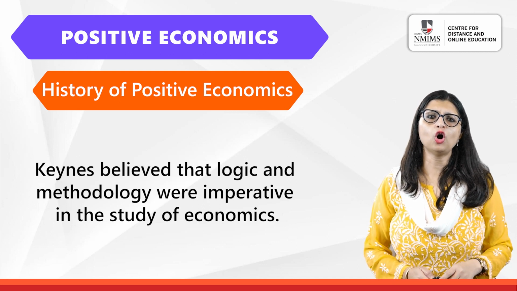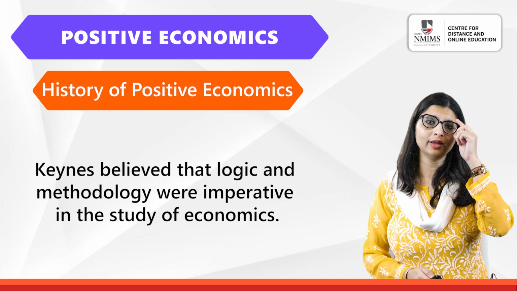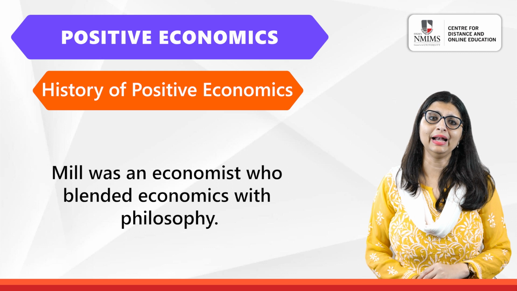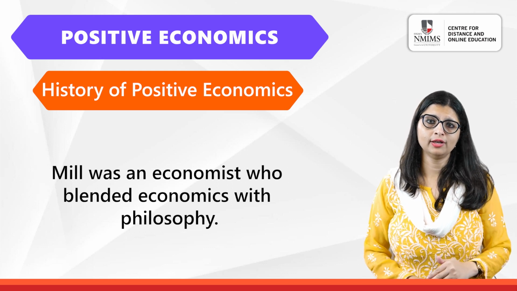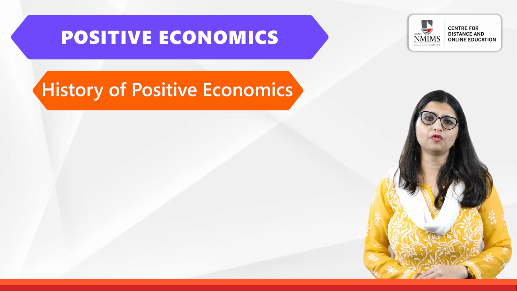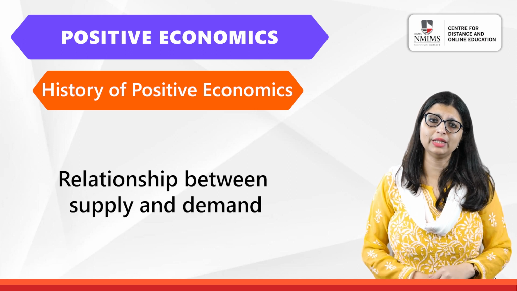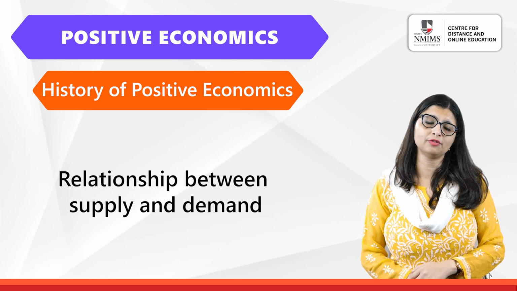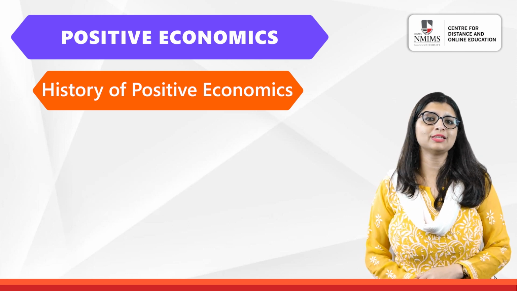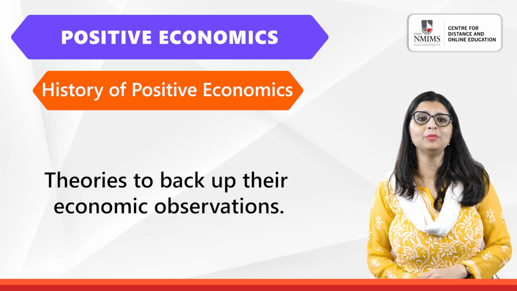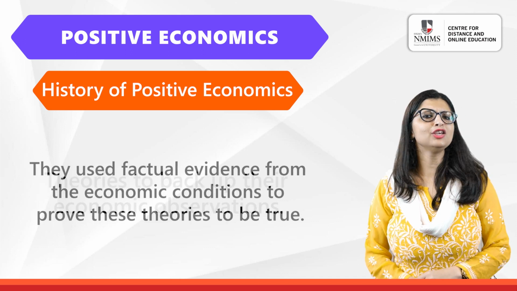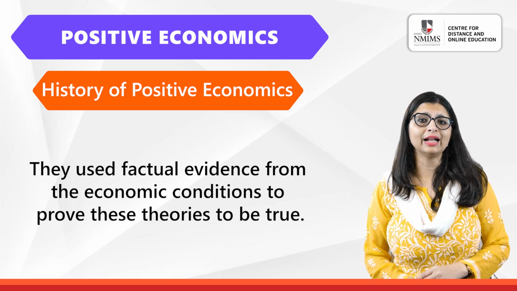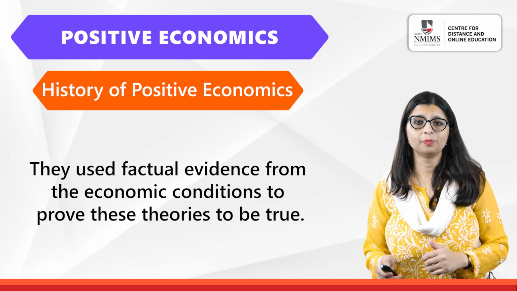Keynes believed that logic and methodology were imperative in the study of economics, while Mill was an economist who blended economics with philosophy. Mill approached economics from data, such as the relationship between supply and demand, rather than from a value perspective. These early economists developed theories to back up their economic observations. They used factual evidence from economic conditions to prove that theories were true.